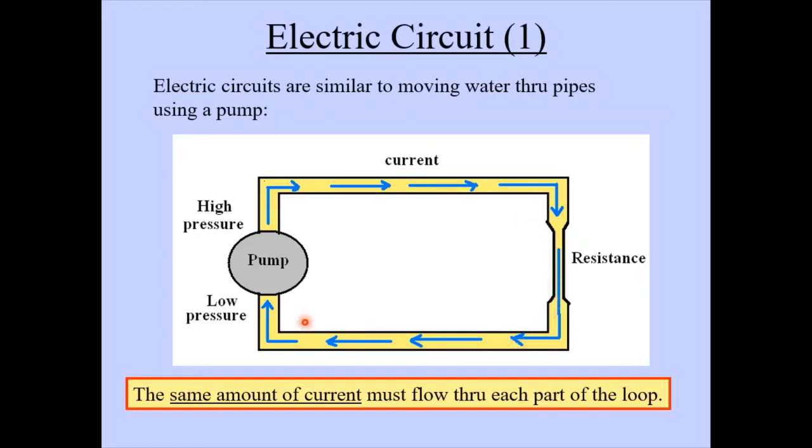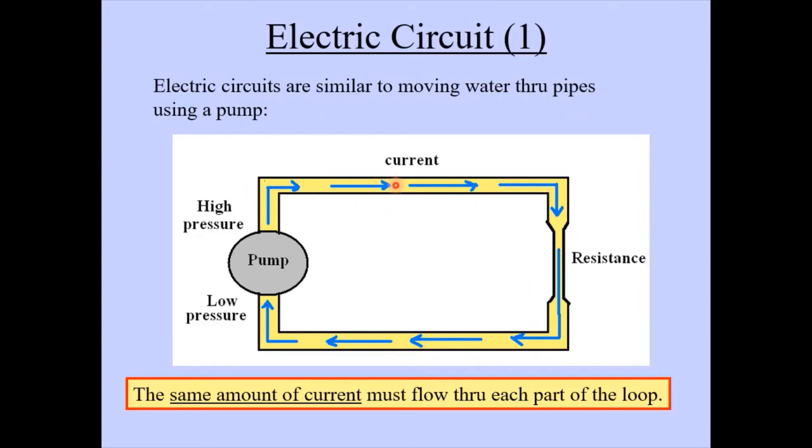One thing we can also see here, which is going to also be the case for electricity, is that the same amount of current must flow through each part of the loop. That means the current right here is the same as the current here, because this current is continuous. It can't build up or it can't leave the system.